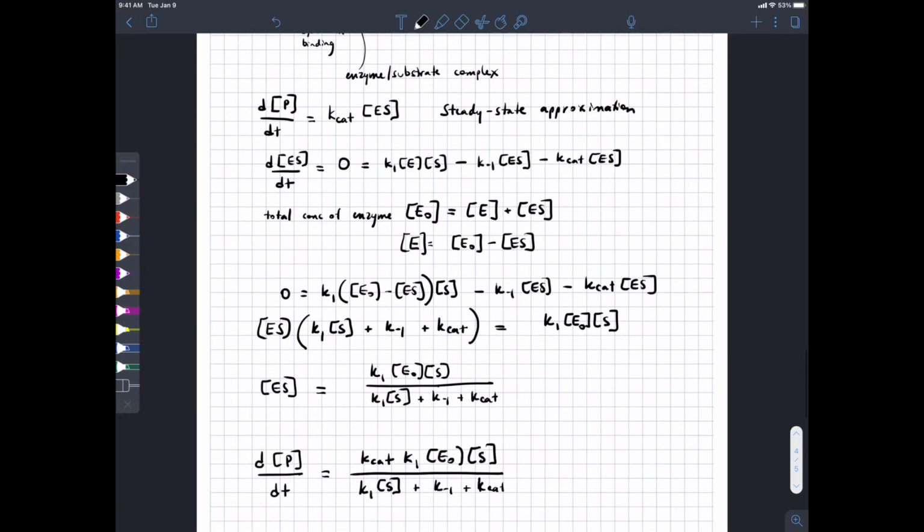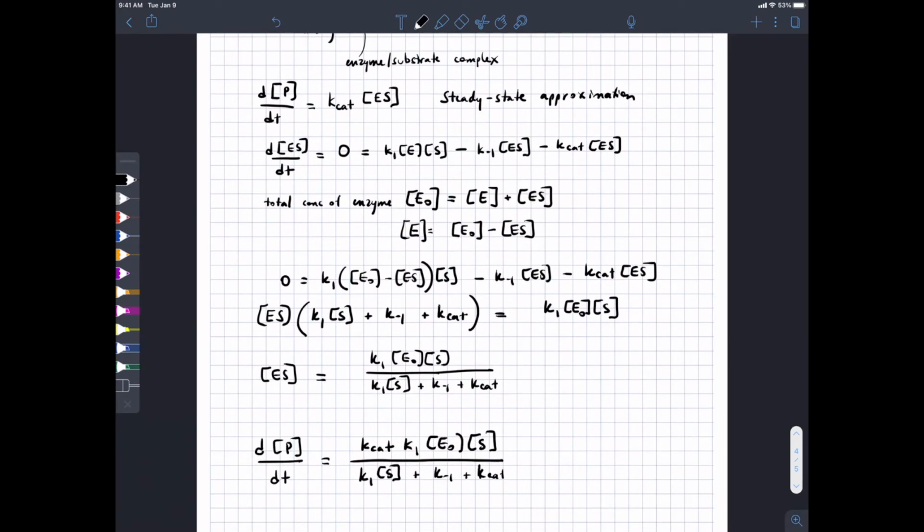All right, I'm going to just pause there. We can take a breath. We can look at it. Any questions so far about the algebra? We're just following through the consequences of the steady state approximation.